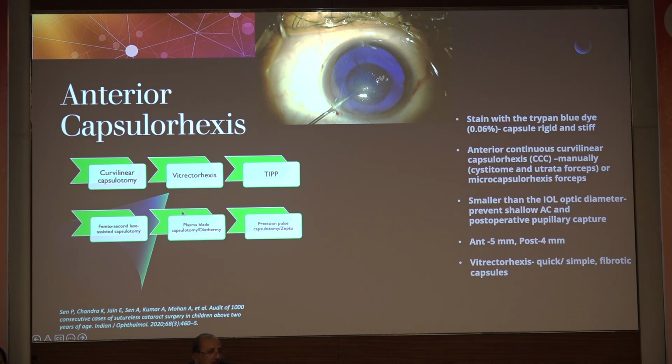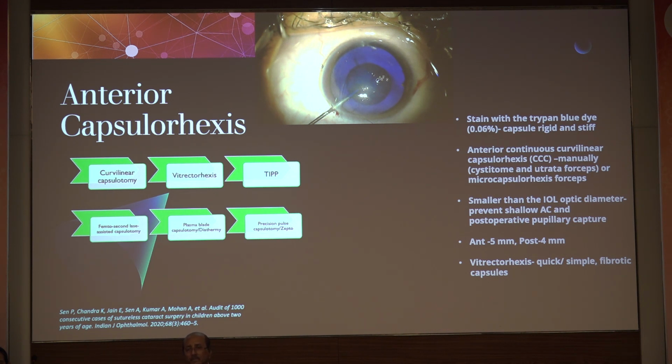So what we use most commonly is the curvilinear capsulotomy, the vitrectorhexis in case of fibrotic pupils, and we also use femtosecond laser assisted cataract surgery, which Professor Jagatram has done in a series of patients. Initially we stain with the trypan blue dye, which is 0.06%, and this makes the capsule rigid and stiff. Anterior continuous curvilinear capsule rhexis is done with a cystitome and followed up with a Utrata forceps. It should be smaller than the IOL optic diameter. Usually the IOL optic diameter is around 6 mm, so we make it around 5 mm to prevent shallow AC and post-operative pupillary capture. So anterior capsule rhexis is around 5 to 5.5 mm and posterior around 4 mm.